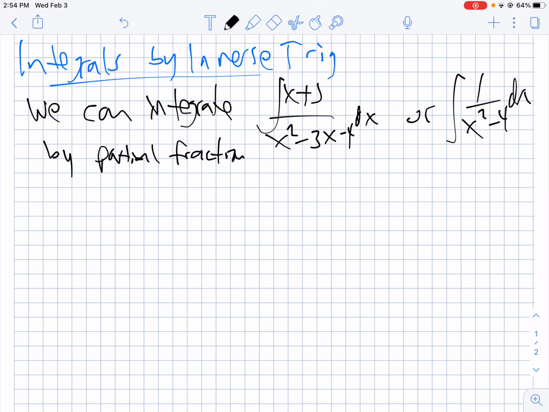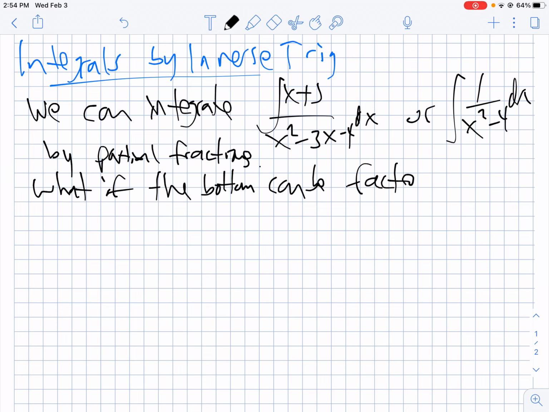But the question that you're probably asking yourself is, what if the bottom cannot be factored? How can we solve it in that situation? So what if we're not able to factor out the bottom to use partial fractions? And that's what the strategy is going to talk about today.